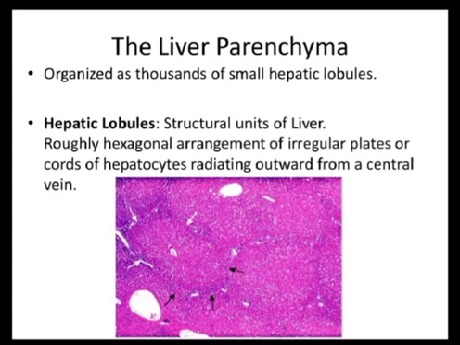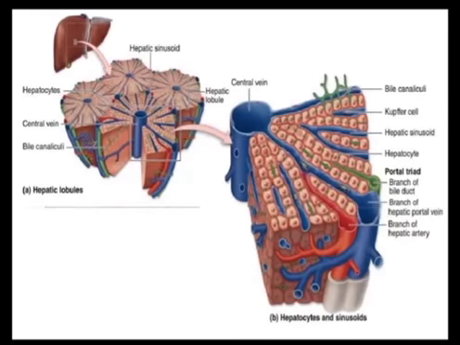When we talk about the liver parenchyma, it is organized as thousands of small hepatic lobules. The structural unit of the liver is called the hepatic lobule, a roughly hexagonal arrangement of irregular plates or cords of hepatocytes radiating outward from a central vein. You can see this is the diagram. This is the central vein and these are the radiating cords made up of the hepatocytes, and in between these radiating plates you can see the blood vessels which are the sinusoids.